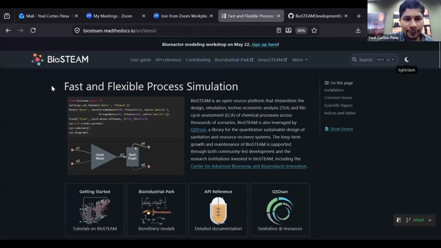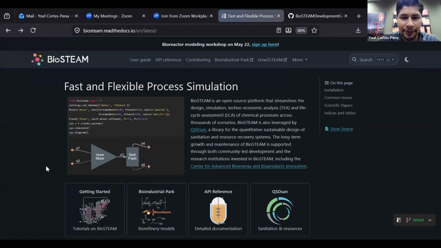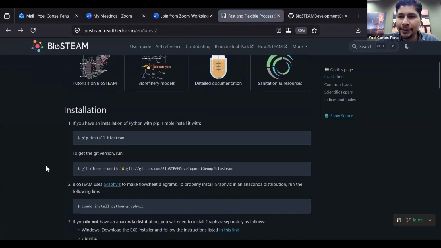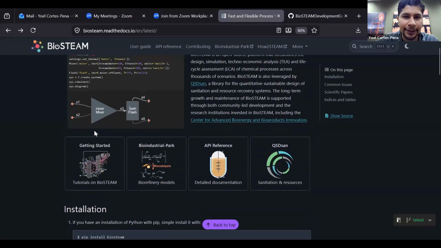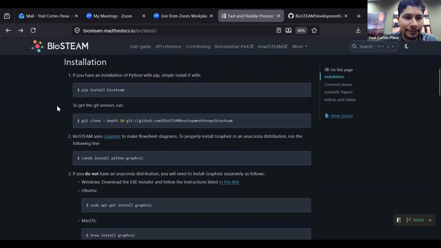Now let's go on a tour of the BioSTEAM documentation. If you're a new user, mainly you want to start here at the user guide, right? But if you haven't installed BioSTEAM yet, there are some detailed instructions down here. So just scroll down and you'll find how to install BioSTEAM.